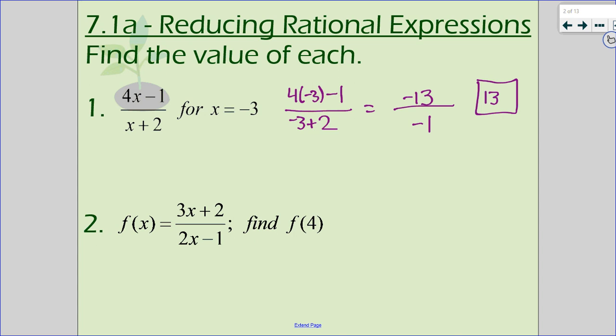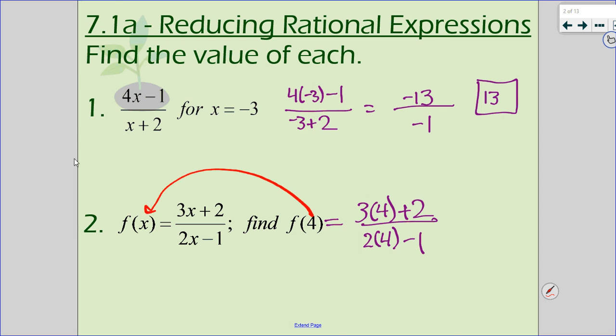Now, this is another way of stating exactly what we did up here, but it's just using function notation. So f of 4 means I plug in 4 where I see the x. Again, the exact same operation. It's just using what's called function notation. So if f of x equals 3x plus 2 over 2x minus 1, find f of 4 means you're substituting in 4 for x. Bob?